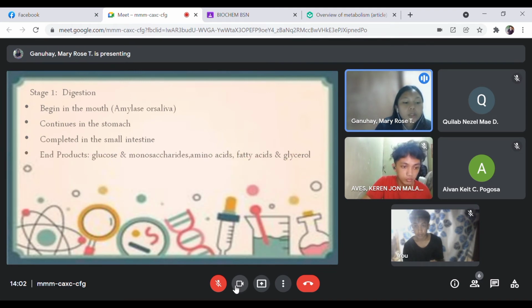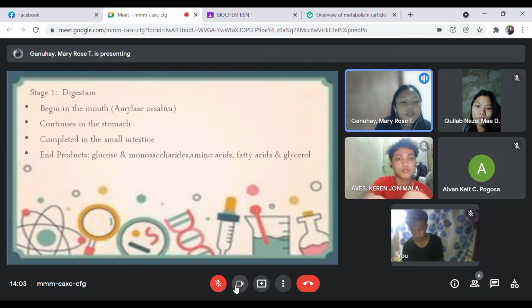The complete majority of digestive enzymes and bile salts are located there to further digest the food. The end products are glucose and monosaccharides, amino acids, fatty acids, and glycerol. These end products are small enough to pass across the intestinal membrane and into the blood.